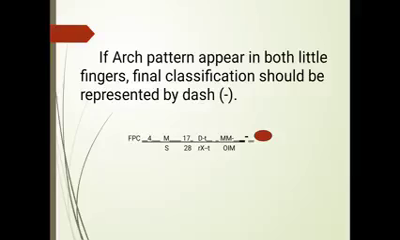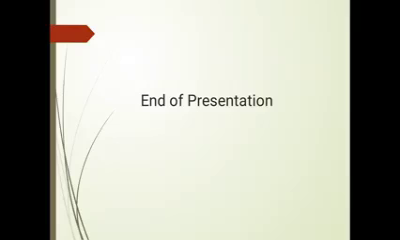If an arc pattern appears in both little fingers, your final classification should be represented by a dash. But if you are going to utilize the local references, the result of your final classification, if an arc pattern appears, will become nothing. Or wala tayong ilalagay diyan if local references yung gagamitin natin. Samantala, pag yung FBI naman yung ginamit natin, yung result ng ating final classification should be a dash.